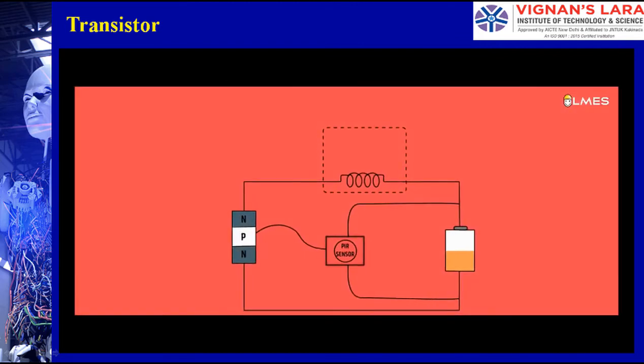In this setup, we have taken one pyroelectric infrared sensor, one transistor, one battery and one electromagnet which is connected to an electromagnetic relay, and it is connected to the bulb.